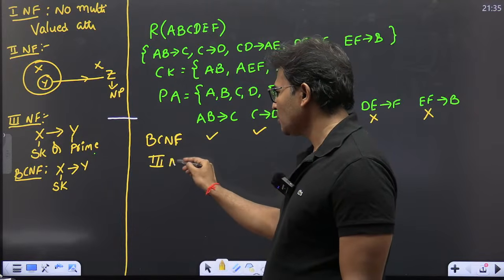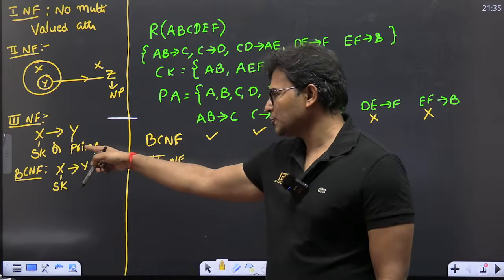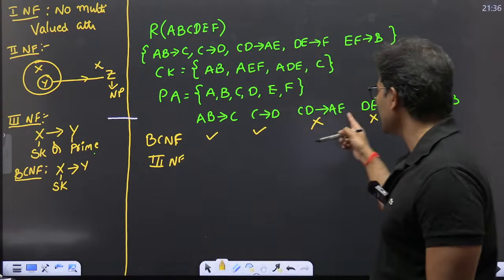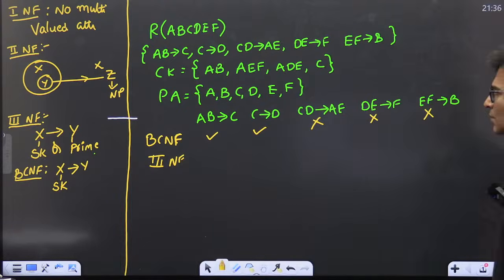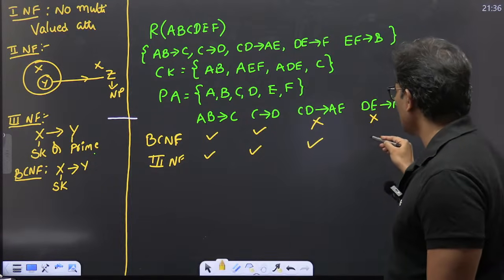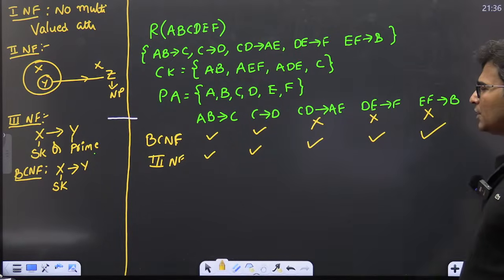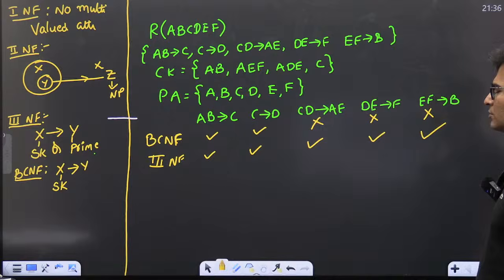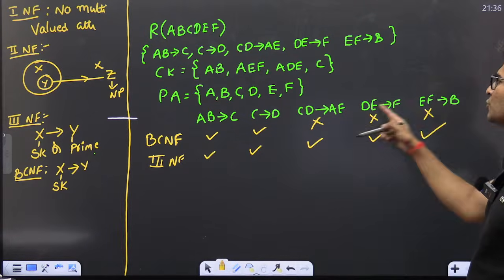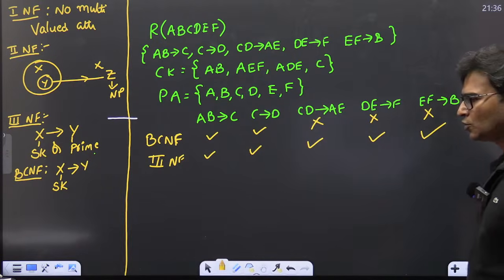See, in third normal form, the left hand side has to be a super key or the right hand side should be prime. Now, if you see all these right hand sides, all of them are prime. Whenever all the attributes in the right hand side are prime, it will definitely be in third normal form, right? It may or may not be in BCNF, but if all the attributes are prime, it will definitely be in third normal form, right? You can make a note of this point.